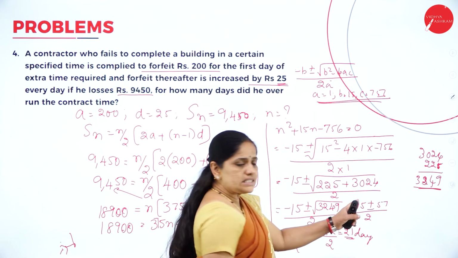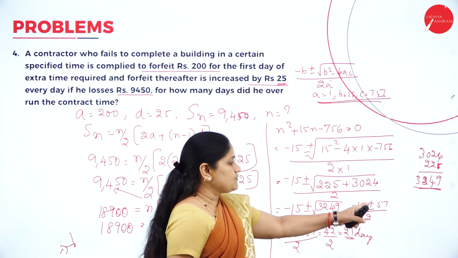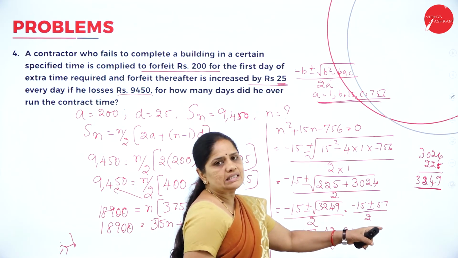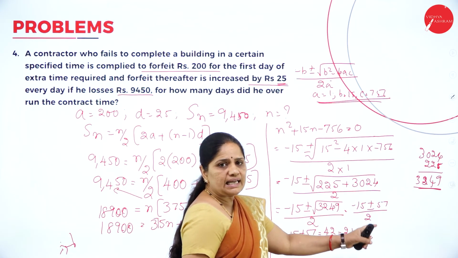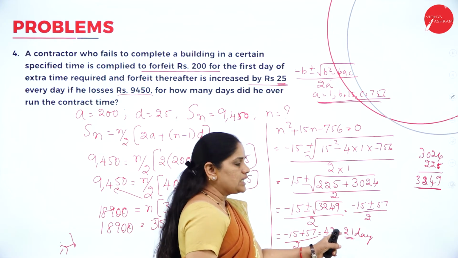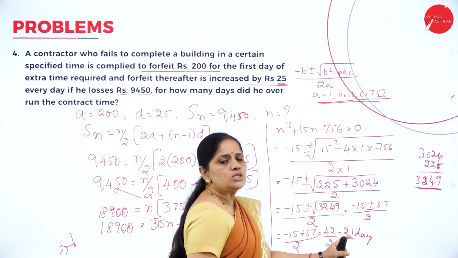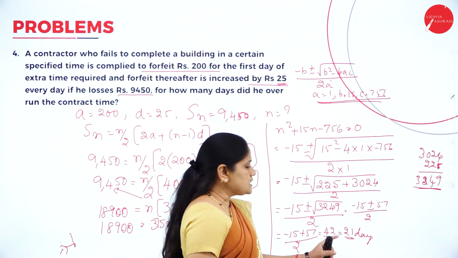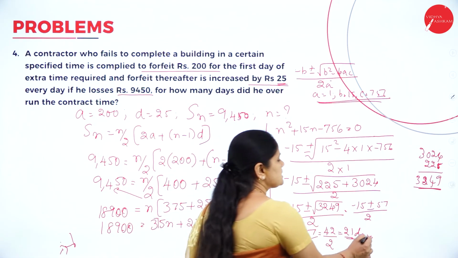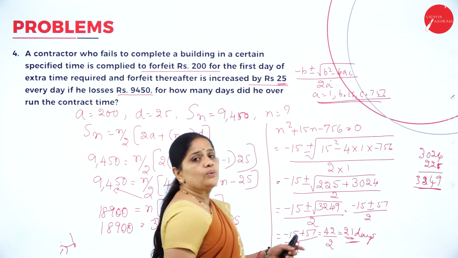So, can we consider minus 15 minus 57? It cannot be considered because it is a negative number. So, whatever number comes as positive, that is the answer to this problem. So, he has delayed the construction by 21 days.